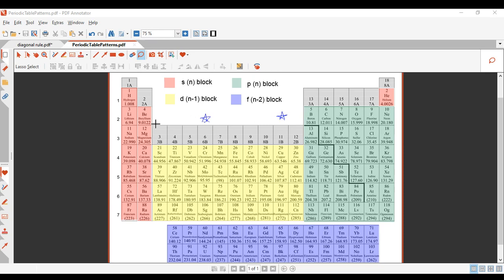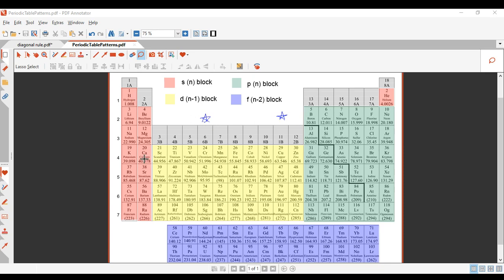So once you have these labeled, what I want you to notice is that groups 1 and 2, and also helium, we call those the S block. Now, the reason why I have n next to s is because the energy level that these configurations end in will be the same as the row number. So if we look at hydrogen, hydrogen's in the first group of the S block. It will end in 1s1.